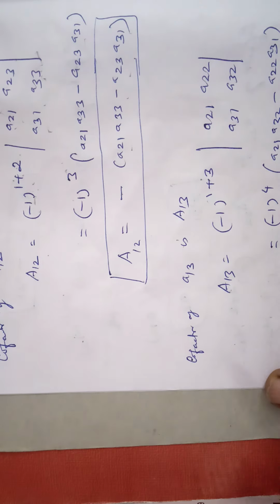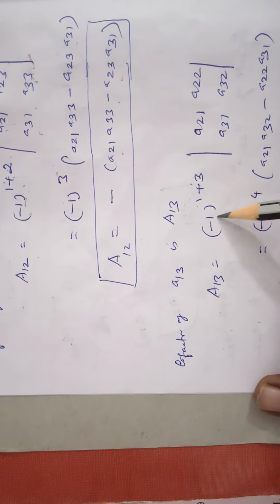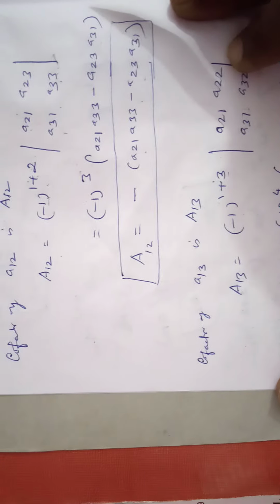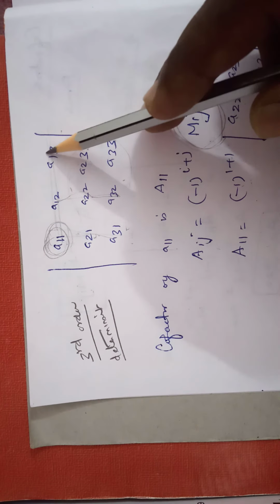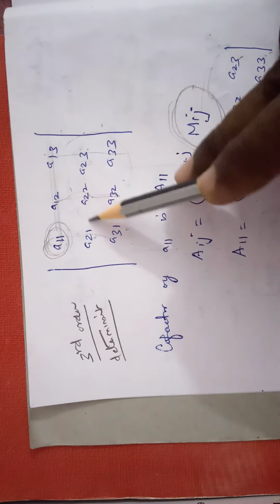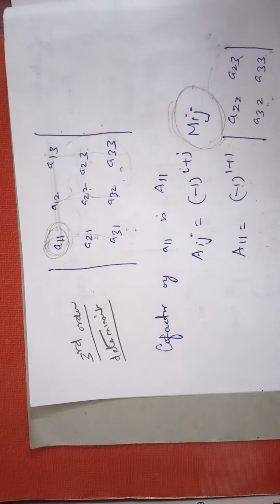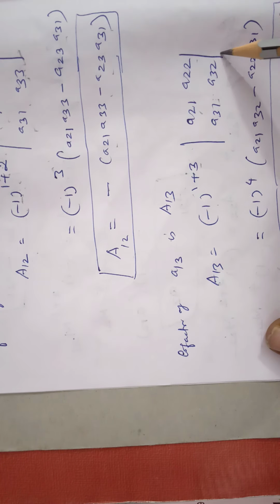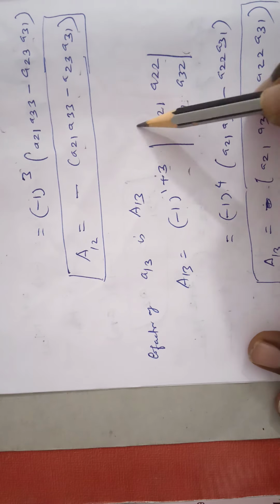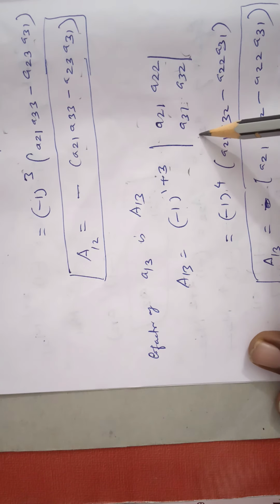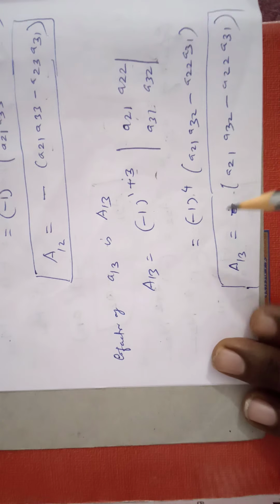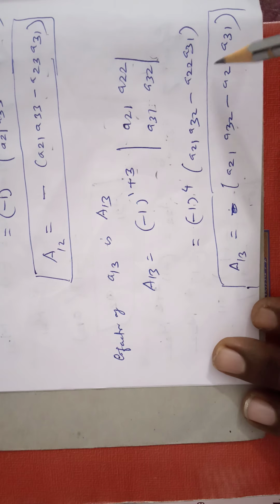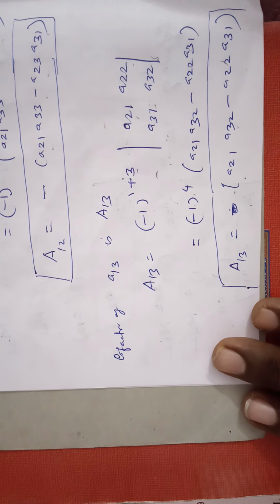Next, the cofactor of A13. Applying the formula, minus 1 power 1 plus 3 into the minor of this determinant. Delete the corresponding row and column. Remaining values are A21, A22, A31, A32. So minus 1 power 4 into A21 into A32 minus A31 into A22. Minus 1 power 4 is plus 1. So A21 A32 minus A22 A31.